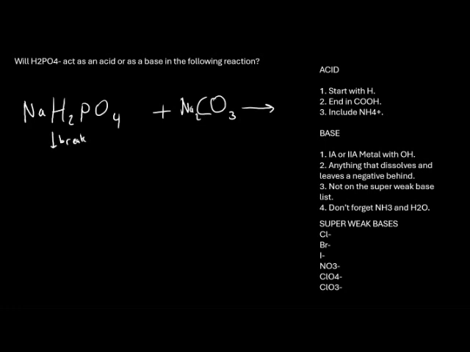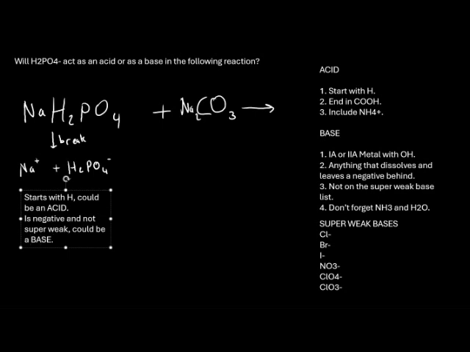Now, if Na breaks off from H2PO4, that will give you one piece of Na+ and one piece of H2PO4-. Now, H2PO4- begins with H, so it could be an acid. However, because it is also negative and not on our list of super weak bases in the bottom right corner, it could also be a base. Any compound that could act as both an acid or a base is called amphiprotic.